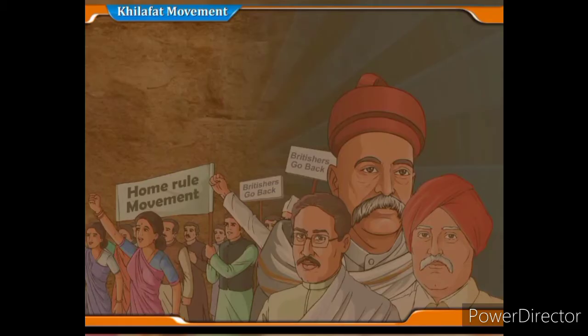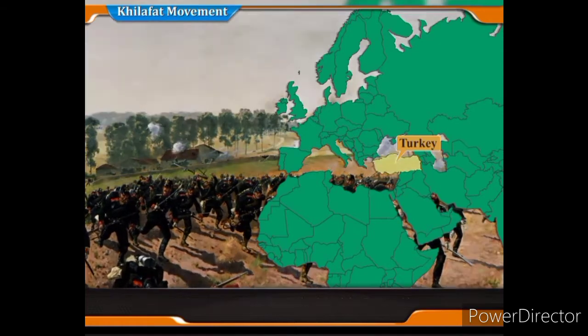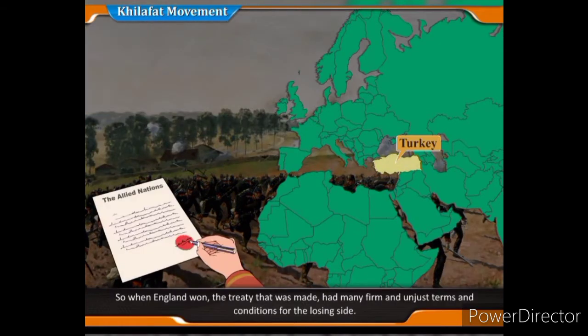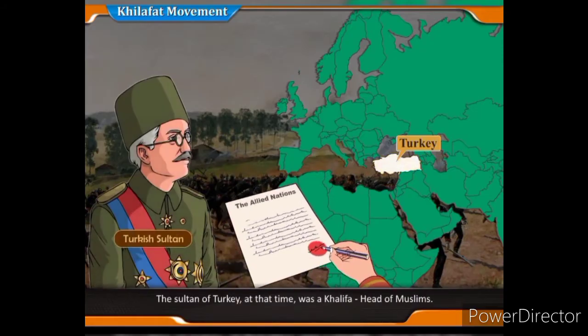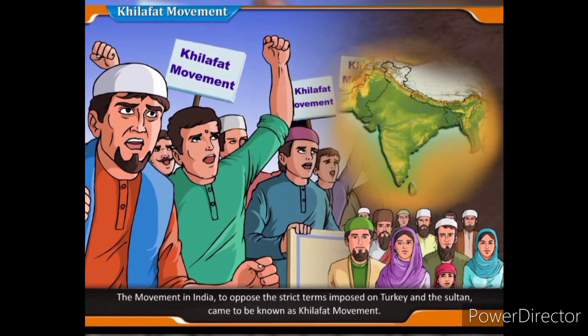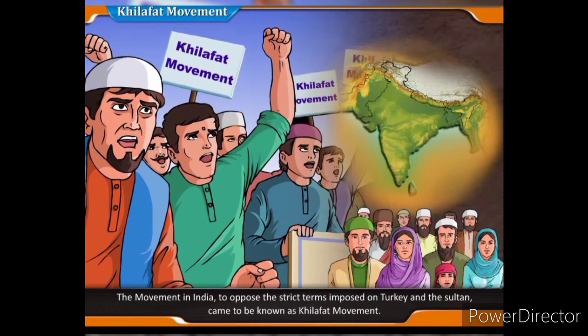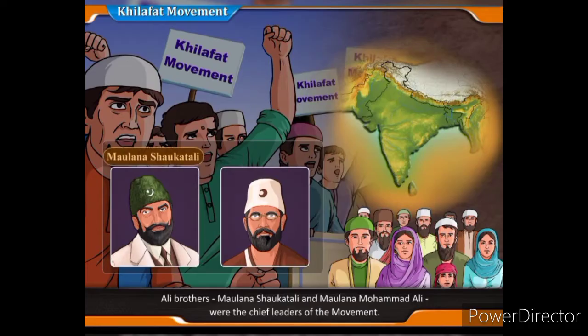Khilafat movement. During the First World War, Turkey joined the German side. So when England won, the treaty that was made had many harsh and unjust terms and conditions for the losing side. The Sultan of Turkey at that time was a Khalifa, head of Muslims. The movement in India to oppose the strict terms imposed on Turkey and the Sultan came to be known as the Khilafat movement. The Ali brothers, Maulana Shaukat Ali and Maulana Muhammad Ali, were the chief leaders of the movement.